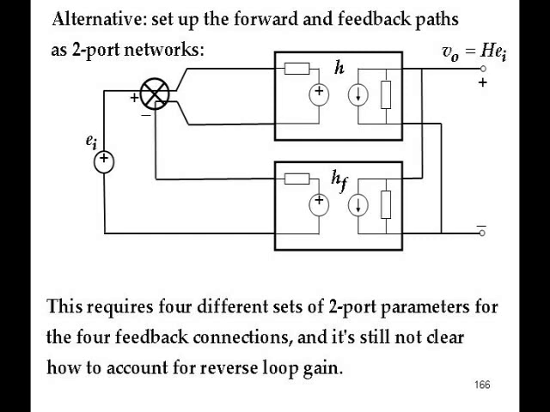This requires 4 different sets of two-port parameters for the 4 feedback configurations. And it still isn't clear how to account for the reverse loop gain, which is now in there. Because you see, you've got a dependent generator in both directions. So the model is correct to that extent, but you still don't know what to do with it. How do you define loop gain when it goes both ways? You don't know.